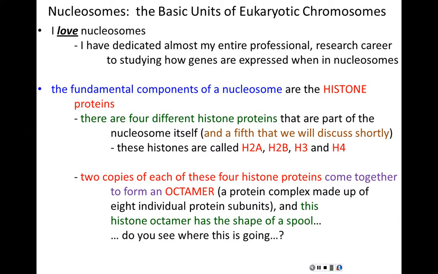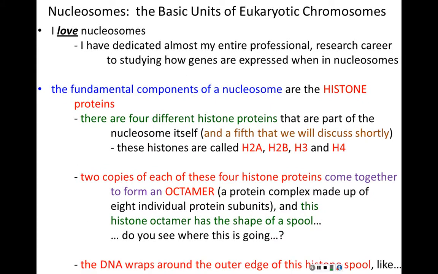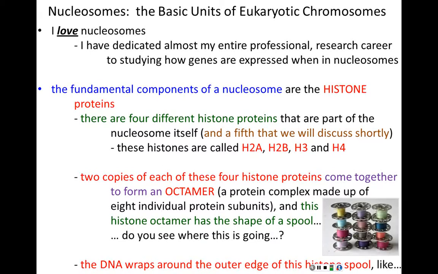So hopefully some of you see where this is heading. The DNA, which is what we're trying to compact down in the first place, wraps around the outer edge of this histone spool, just like thread wrapping around a metal spool. There's really very little analogy here. This is how it works. Here we have spools made out of metal, and in our cells the spools are made out of histone proteins. And around the edge of those spools is wrapped thread. The thread here is analogous to the DNA, wrapped around the spool.